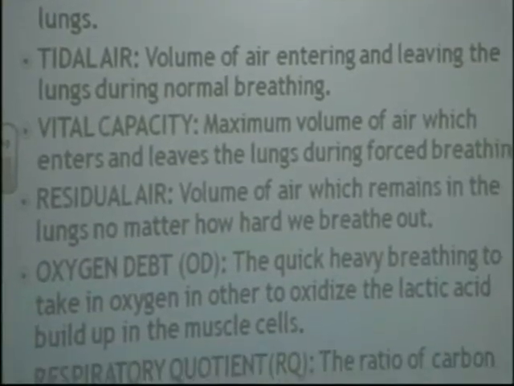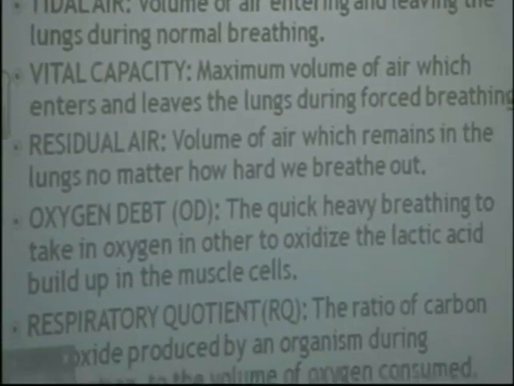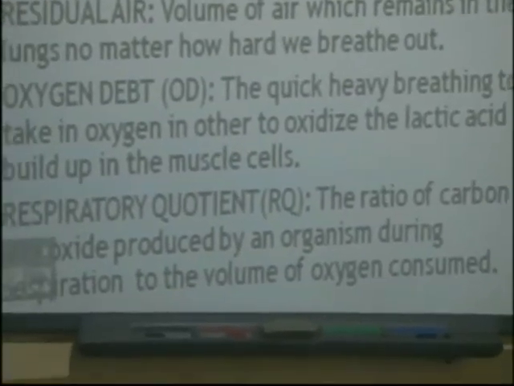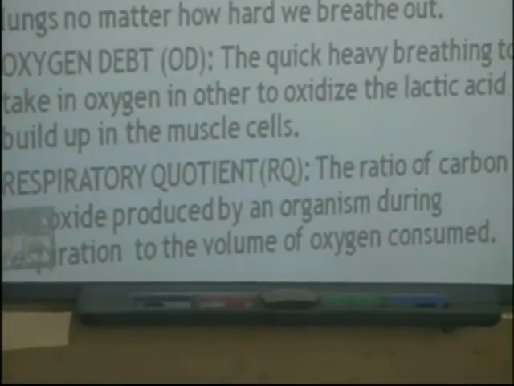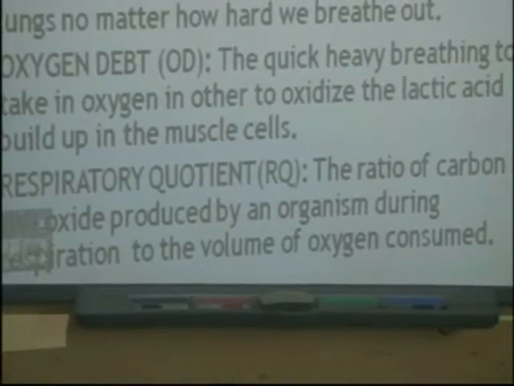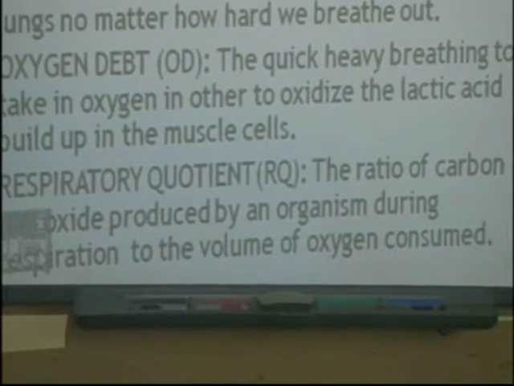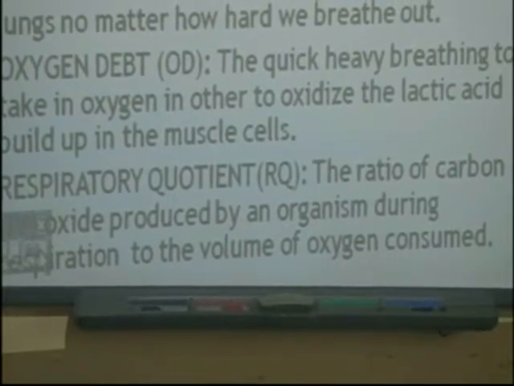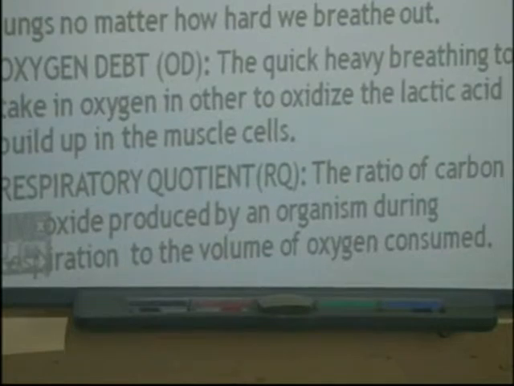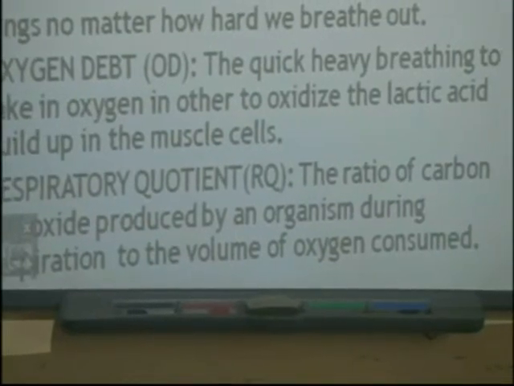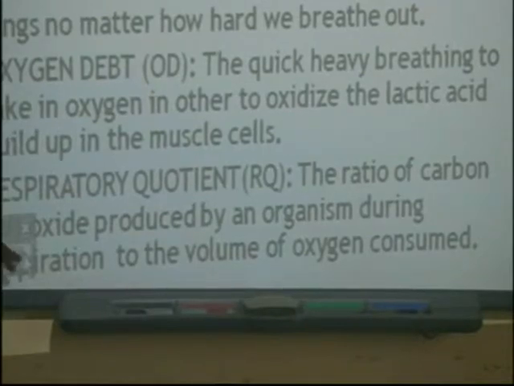Now we also go to another one which is called respiratory quotient, RQ. RQ is the ratio of carbon dioxide produced by an organism during respiration to the volume of oxygen you consumed. It's a ratio. It has a formula: the amount of carbon dioxide that has been released, over the volume of oxygen that you consume, will give you the respiratory quotient.